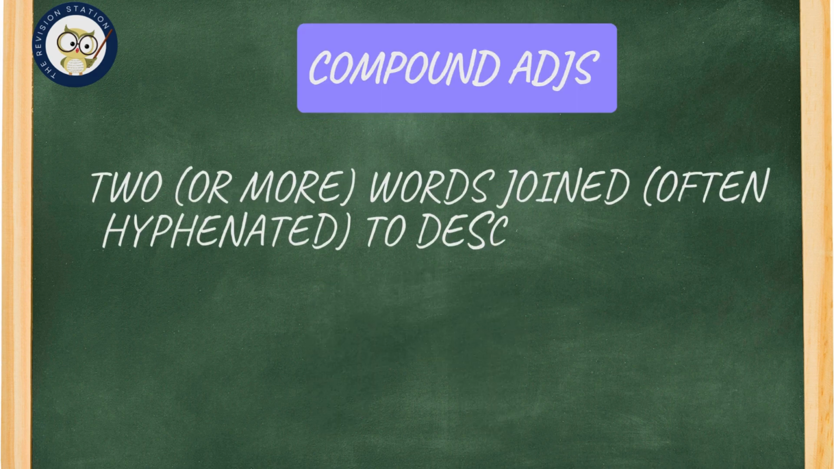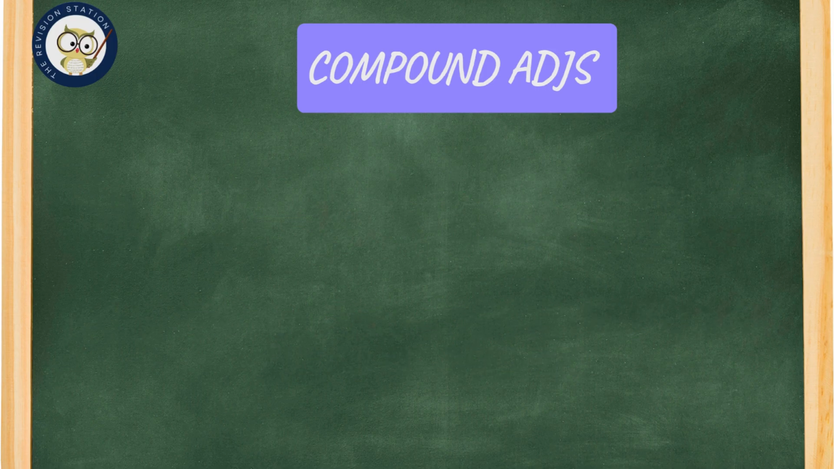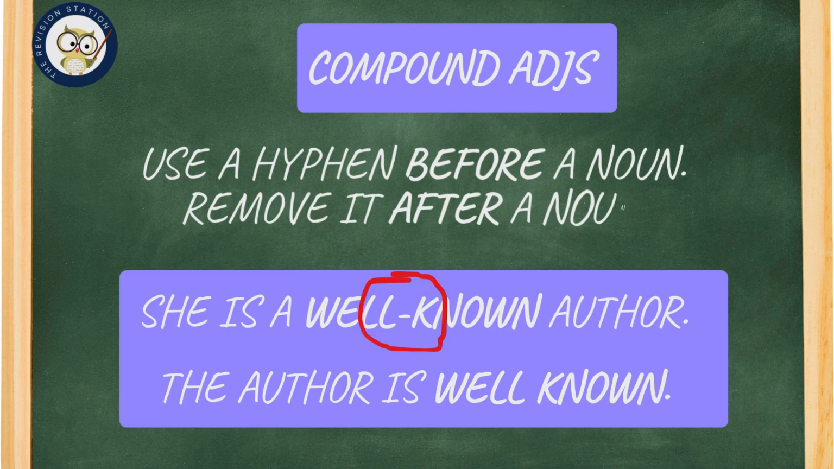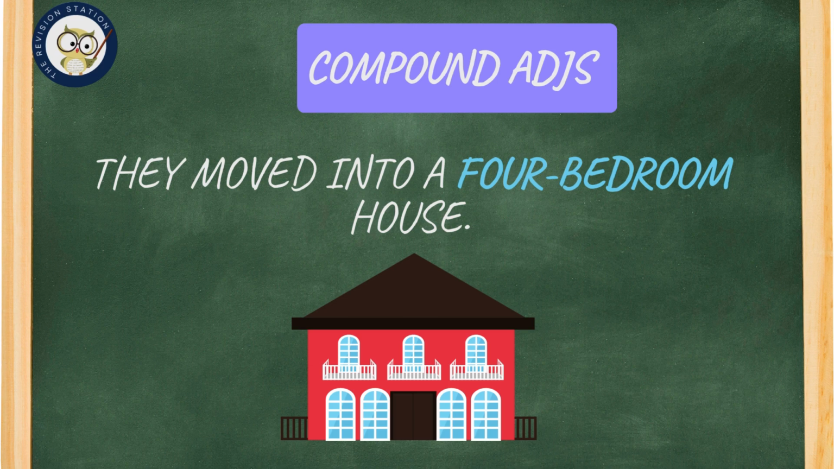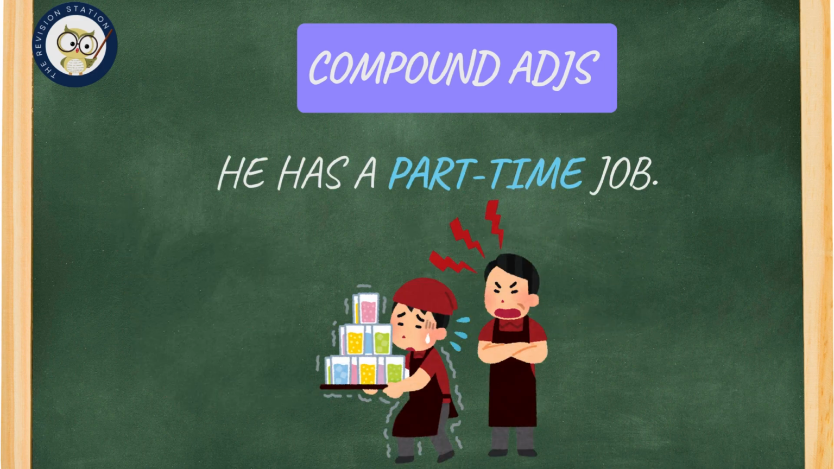Compound adjectives are usually 2 or more words joined together to describe a noun. Be careful, before a noun, they have a hyphen. After the noun, there is no hyphen. They moved into a 4-bedroom house. We watched a full-length documentary. He has a part-time job.